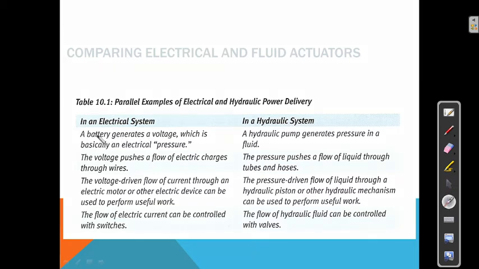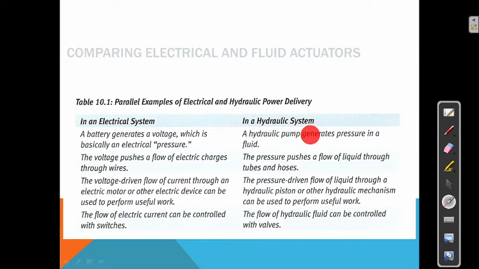See here in the electrical system, a battery generates a voltage, which is basically an electrical pressure. Then the voltage pushes a flow of electric charge through the wires. The voltage-driven flow of current through an electric motor or other electric device can be used to perform useful work. The flow of current can be controlled with switches. This is the electrical system.